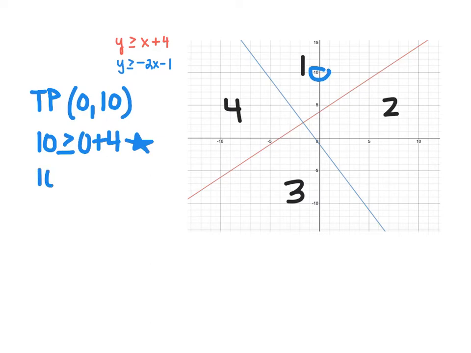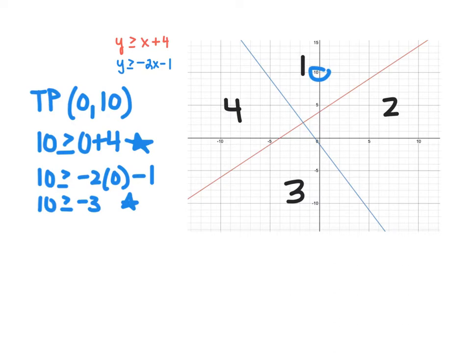Now I'm going to plug it into the bottom one. Again, I'm going to put 10. Is that bigger than or equal to -2 times 0 minus 1? If I do that, I get 10 is bigger than or equal to -1. That also works. So the points up here in region 1 work. All of these points up here are going to work in both of these inequalities. Now I could pick something in region 2 to test.